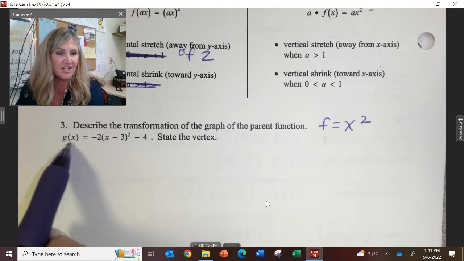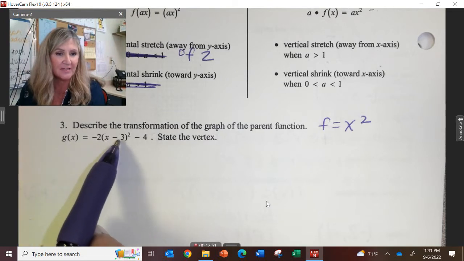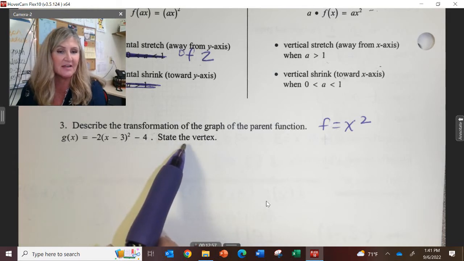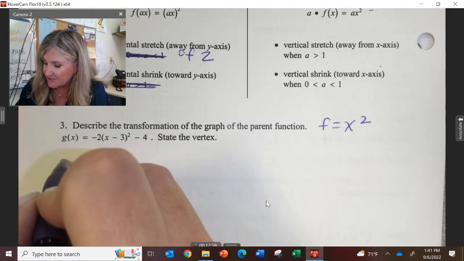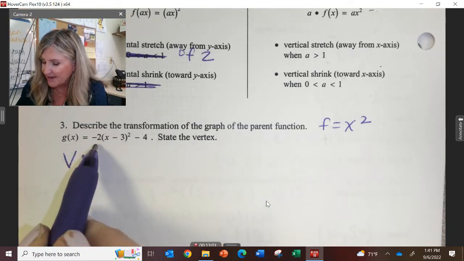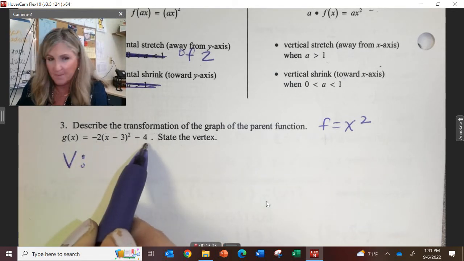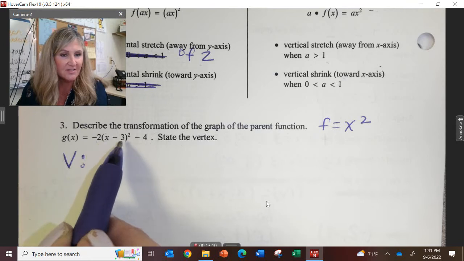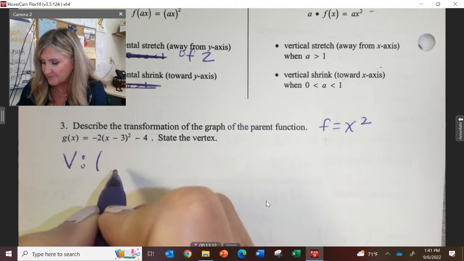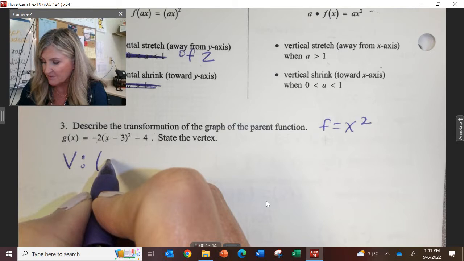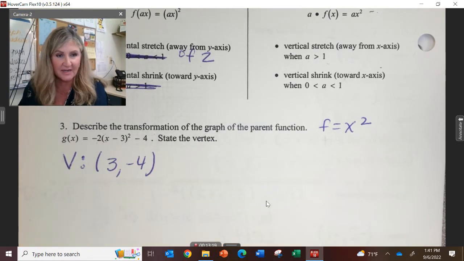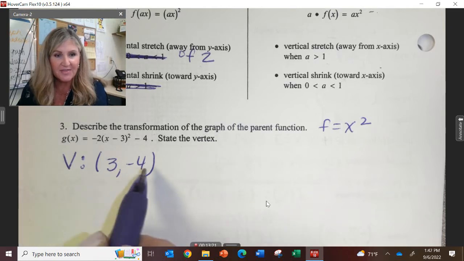We are looking at g of x equals -2(x - 3)^2 - 4. The first thing I want you to get in the habit of doing is stating the vertex. Check it. Is it in vertex form? In front of the x, we just have a coefficient of 1 inside the parentheses. That's good. So what's the vertex going to be, everybody? 3, -4. Do y'all agree? Yes, that is correct. Okay, so we've got the vertex.